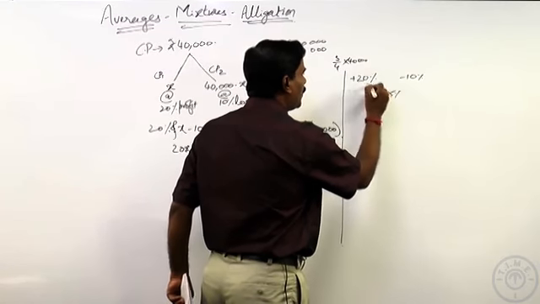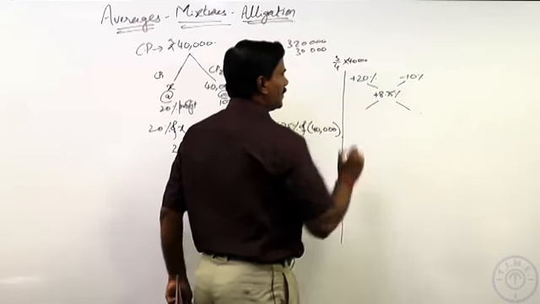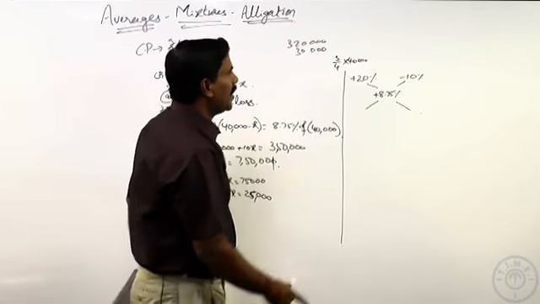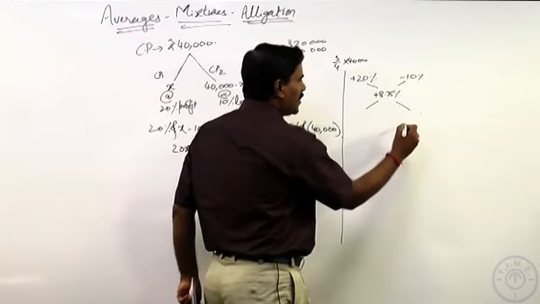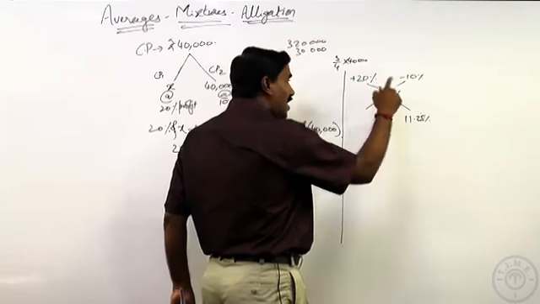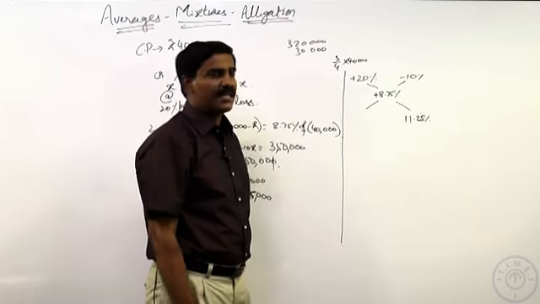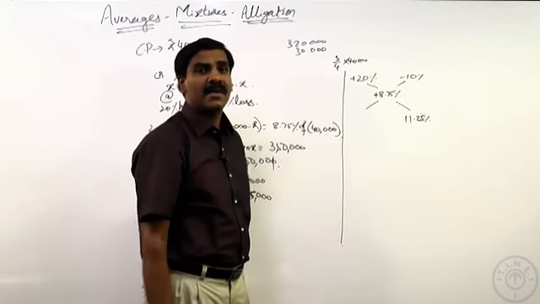Now we need to take the difference of these two and the difference of these two to arrive at the answer. If you observe carefully, 20 minus 8.75 is 11.25%, and 8.75 minus of minus 10 will become plus 10.